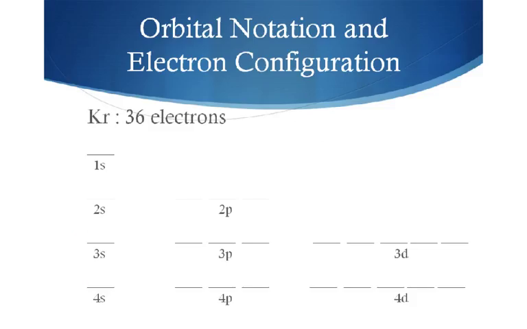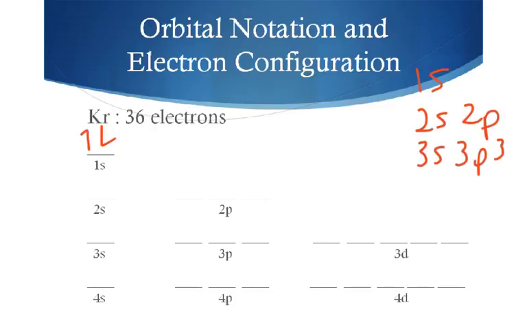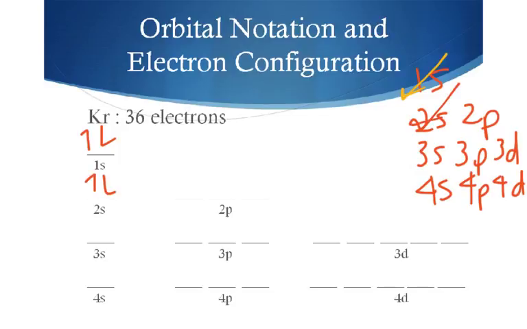Let's draw the orbital notation and talk about the electron configuration of krypton, which has 36 electrons. So the first 2 would go in 1s, and if you want to remember your order, you might want to draw this off to the side. So we would fill the 1s first, then the 2s, then the 2p, then the 3s. So 2, 3, 4, 5, 6.